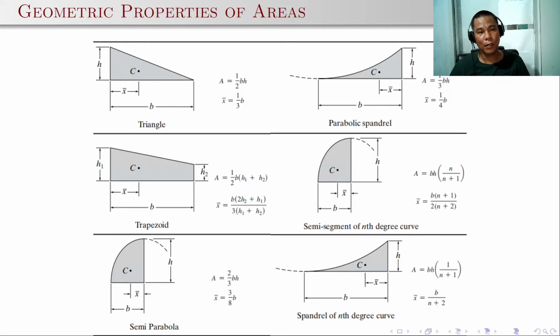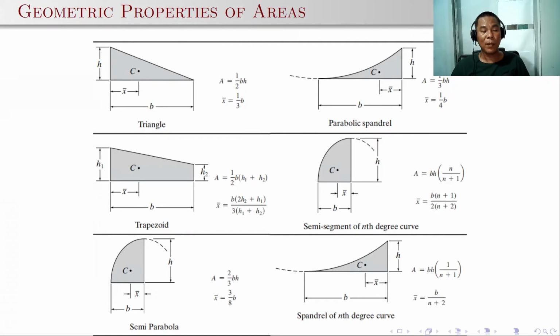For a triangle, that would be quite easy. A trapezoid, also easy. But for the parabolic spandrel, you have to take note the area should be 1/3 times the base times the height, and its centroid with respect to the longer side, the edge, is 1/4 of B. For the semi-segment or nth degree curve, you can use these formulas.